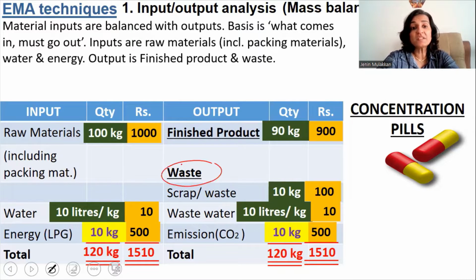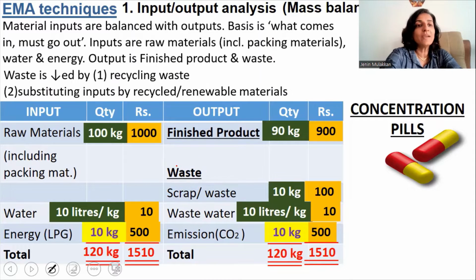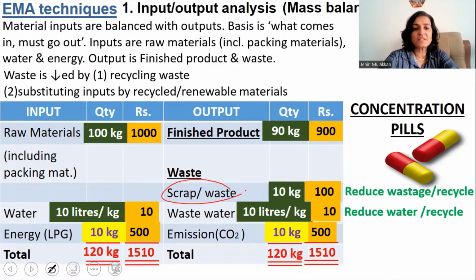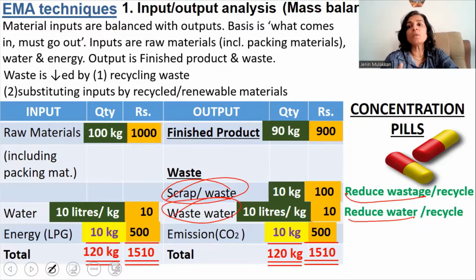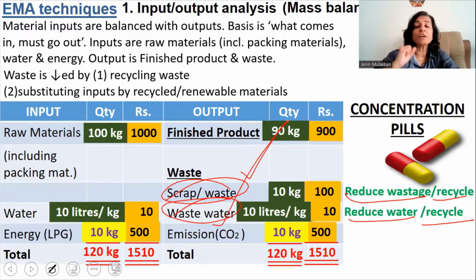Now, how can you reduce this waste and thereby attain cost savings for the company? Waste is reduced by recycling the waste. In the case of scrap or wastewater, you can either try to reduce the quantity of wastage by monitoring the production process again, or you could recycle the waste. You could recycle the scrap and use it again, or recycle the wastewater and use it again. This leads to cost savings because you're not buying fresh water or fresh raw materials from outside, which will be much more expensive.